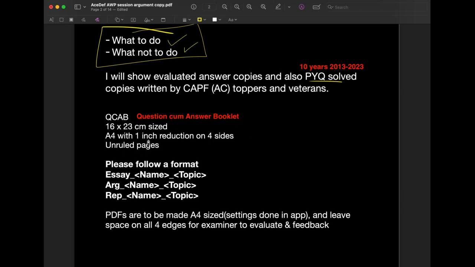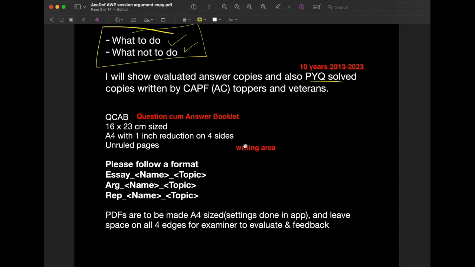So the question paper which is attachable at the end, you can pluck it out and take it home with you. Whereas the QCAB you have to submit in the exam, obviously. And 16 by 23 is the size of the writing area. Writing area is of 16 by 23.